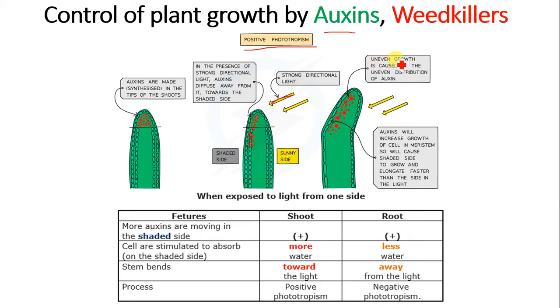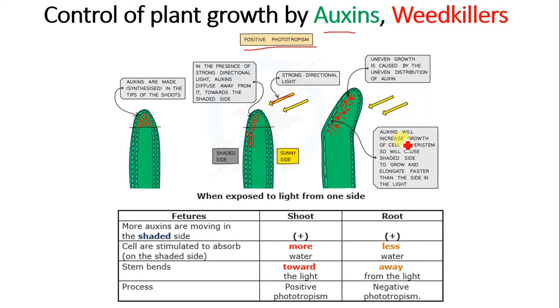This is the shaded part, this is the sunny part. So what it does is, uneven growth is caused by the uneven distribution of auxin, because the auxin now will absorb more water and there will be more growth in the what? In the shaded part. Now you see more cell elongation. The cell is more elongated in this shaded part than in this light part, which will now make the plant bend towards the light direction.